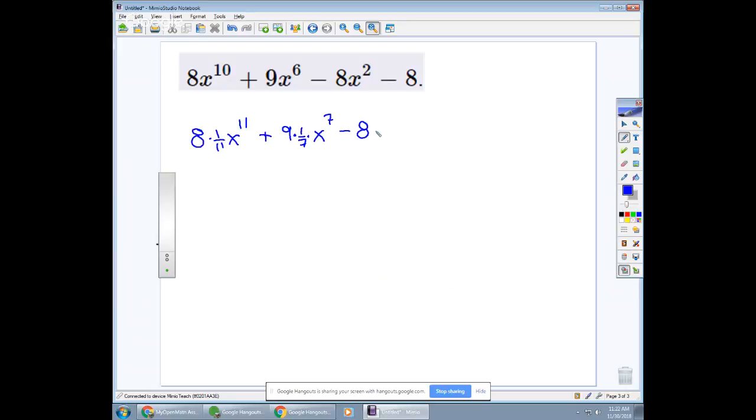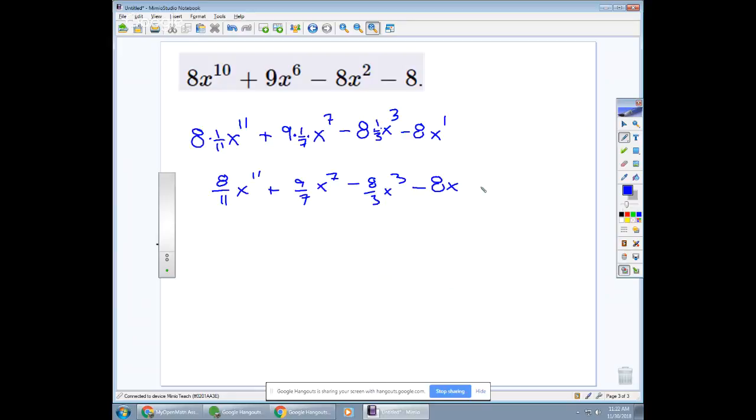Minus 8 times x to the 3rd, but there's no 3 here, so I have to adjust with a 1/3. Wait, I have a quick question. Hang on. Minus 8, that's an x to the 0 essentially, so this becomes x to the 1. So then cleaning it up, I would say this is 8/11ths x to the 11 plus 9/7ths x to the 7th minus 8/3 x to the 3rd minus 8x.